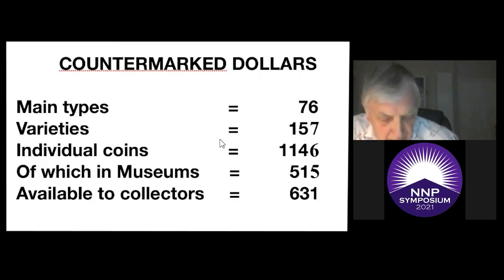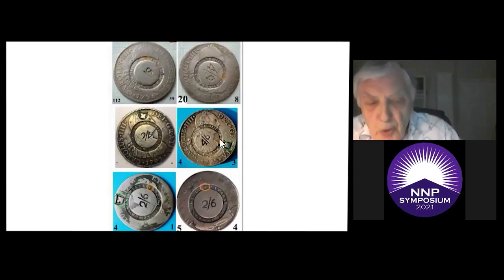So now we have a little background knowledge for these issues. Let us look at examples in more detail, which highlight some of the ideas mentioned above. The most numerous type is the payable at Lanark Mills countermark. Within this type, there are 6 main varieties. The most common is the 5 shillings, where there are 112 known, with 39 in museums, leaving 73 for collectors. The relevant numbers for the other varieties are shown at the base of each photo in this slide.